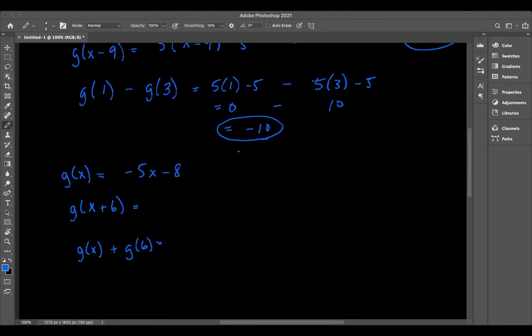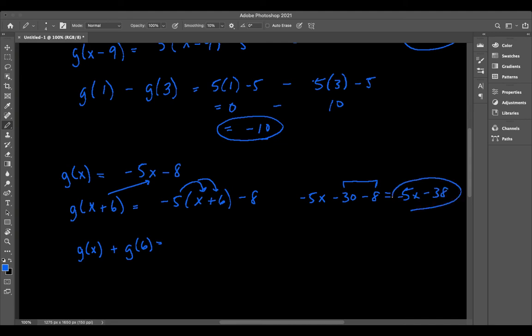I'll do 3 so you can actually see it again. g of x equals negative 5x minus 8. Again, I'm taking x plus 6 and plugging it in for x. Substituting, negative 5 times x plus 6, minus 8. Distribute all the way through, and that's negative 5x minus 30 minus 8. Combine like terms, these two are alike. So again, my final answer is negative 5x minus 38. That would be my answer to the question.